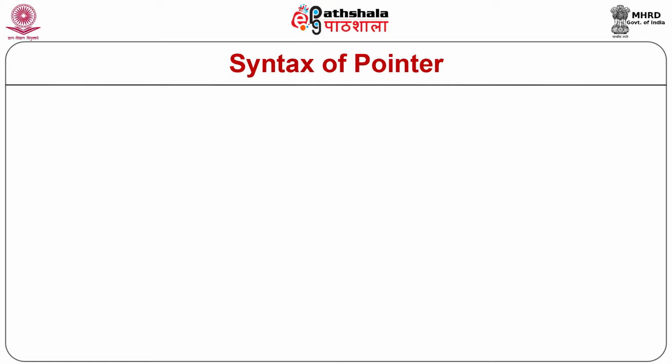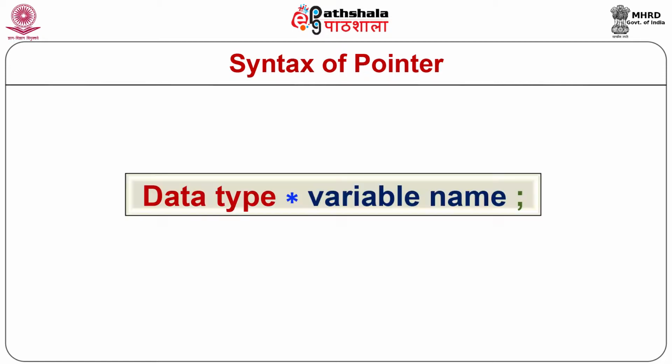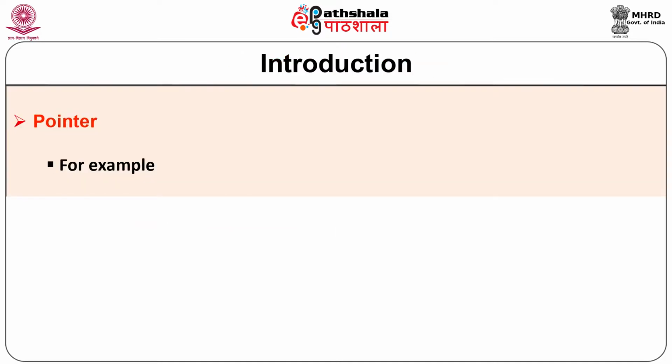Let us see the syntax of a pointer. On this slide, you can see the syntax of a pointer: data type, star, variable name. In this syntax, we are using star as a unary operator. The unary operator is used to declare a pointer, or to show that this is a pointer. Now an example of a pointer, how to define a pointer in any C program, can be seen on this slide.